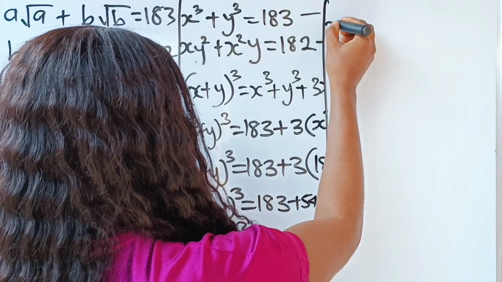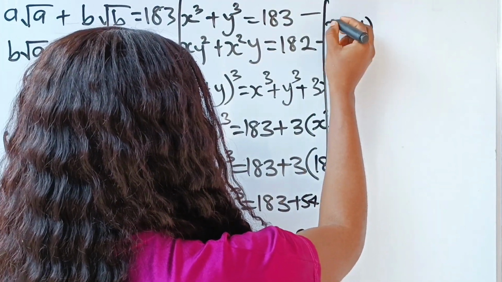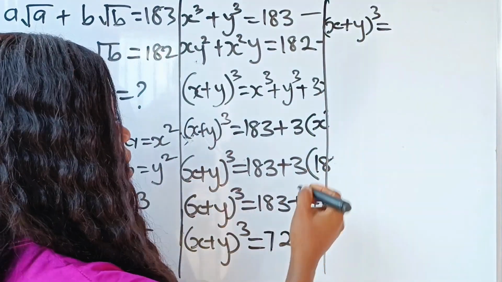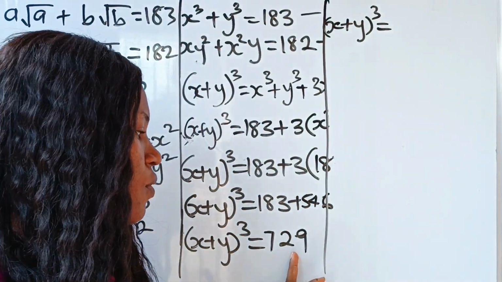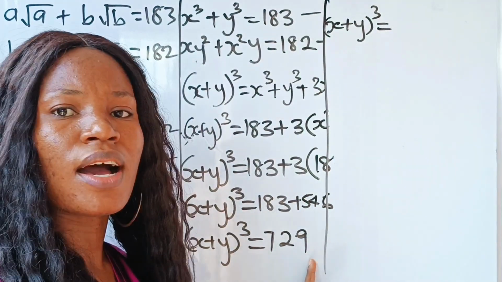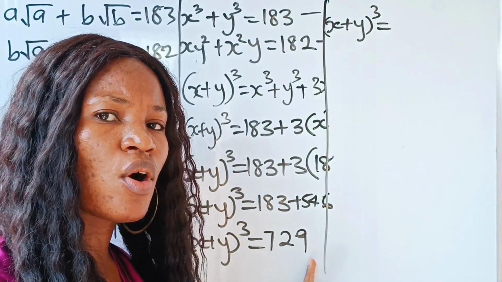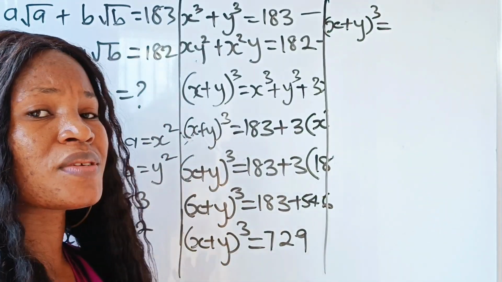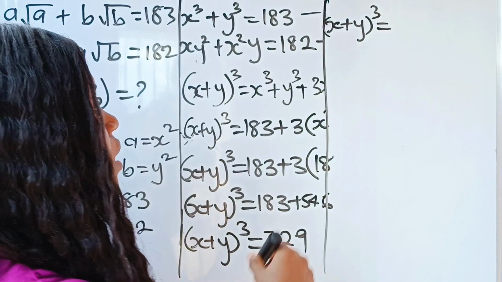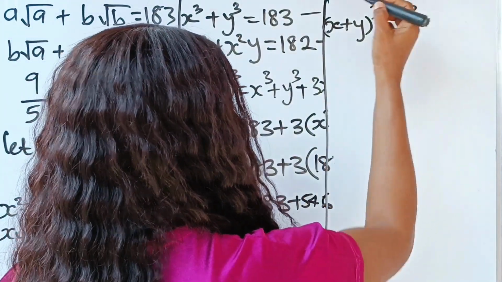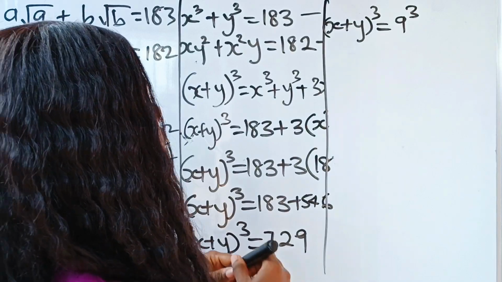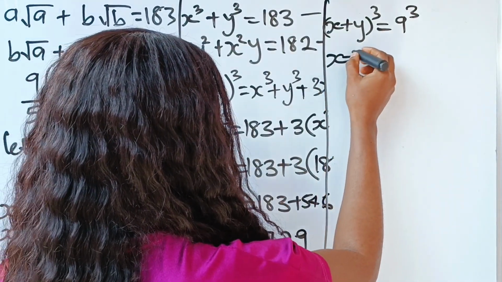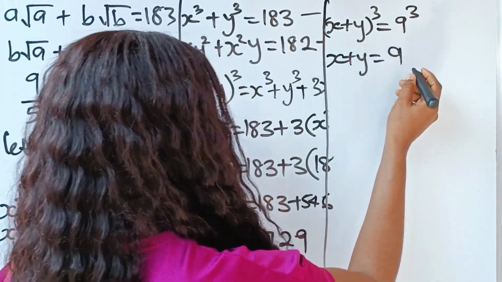So what we have now is (x + y)^3 is equal to, now what can we raise to the power of 3 to get 729? That is, what is the cube root of 729? And the cube root of 729 is 9. Okay, so this is the same thing as 9^3. Now by comparison, we can say that our x + y is equal to 9.